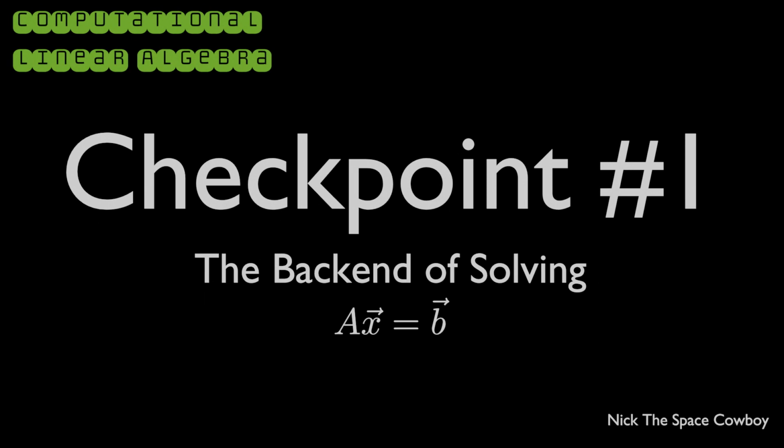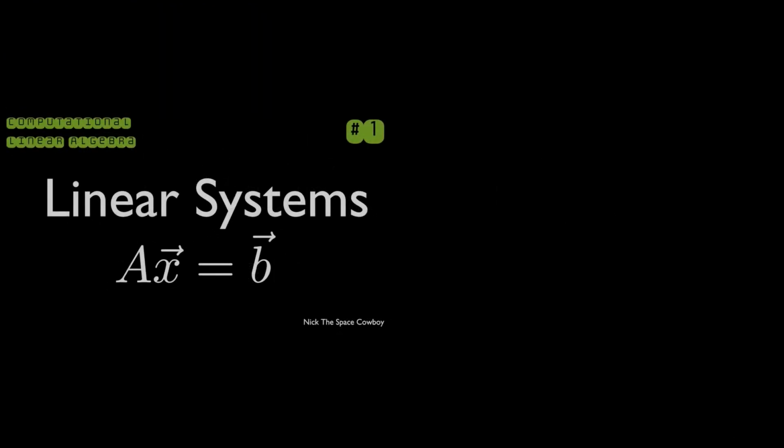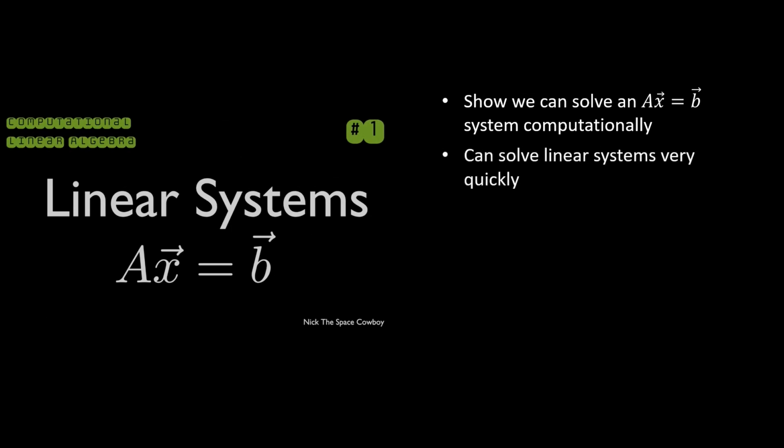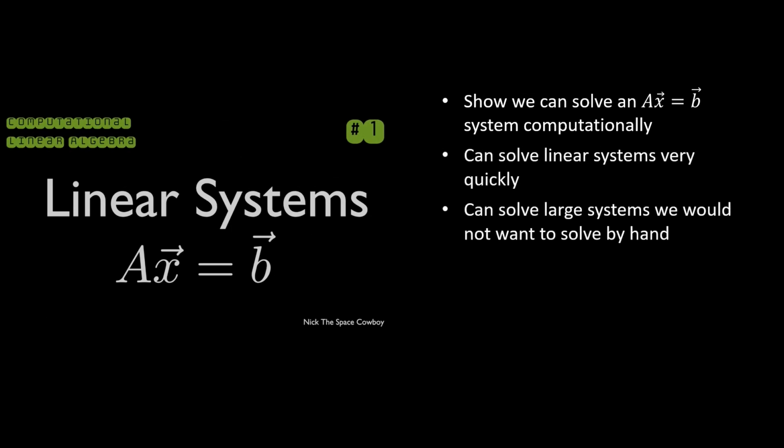So if you are watching this through in the playlist, this is a good time to sit and reflect and make sure you have a good understanding of what's going on before you move on to other things. So the first episode in this series is just on linear systems, and it was meant to just show you that we can solve an AX equals B system computationally. It was also meant to show you how quick we can do it and how quick we can do it for large systems that you wouldn't want to do by hand, okay?